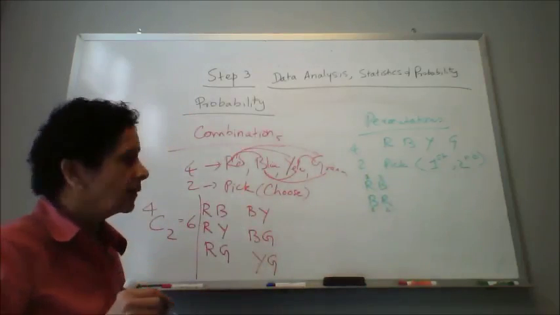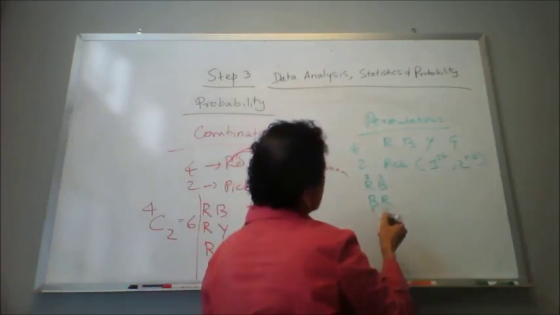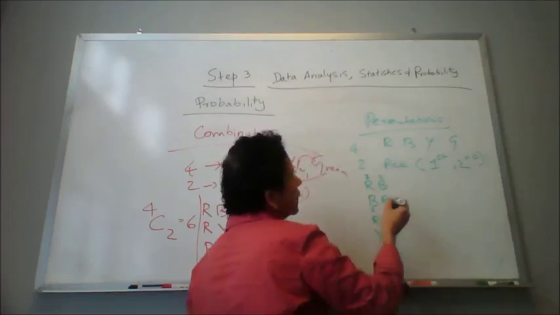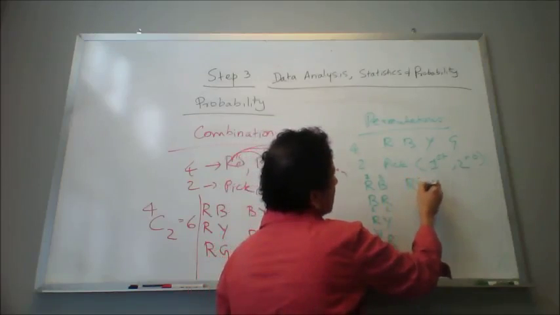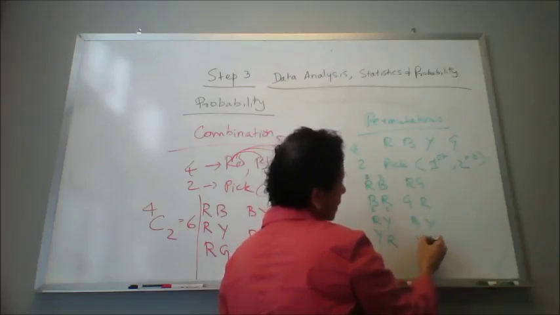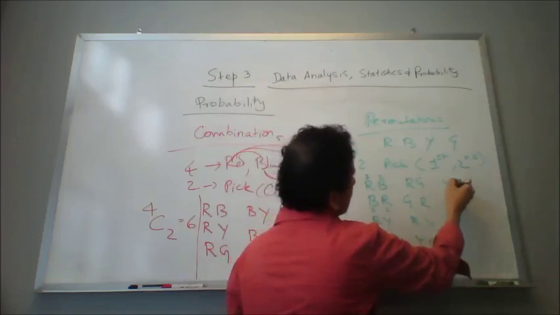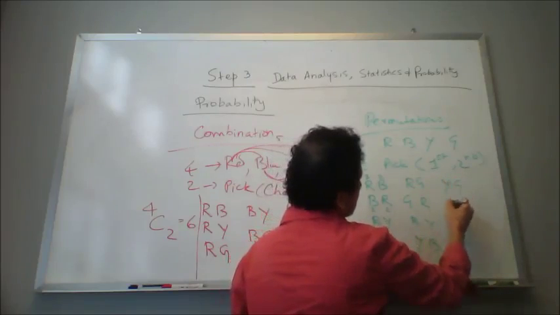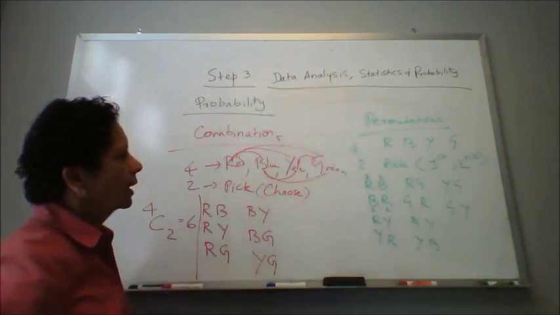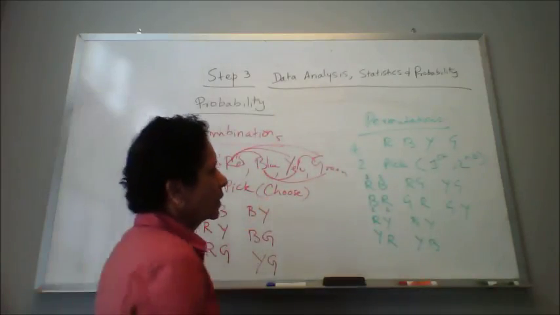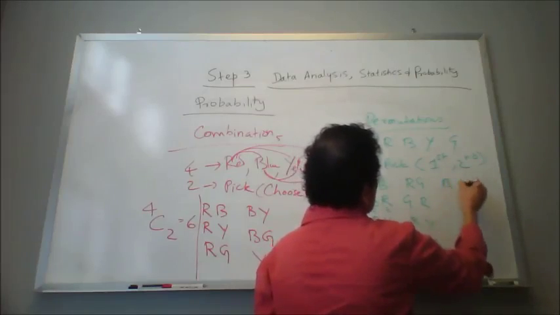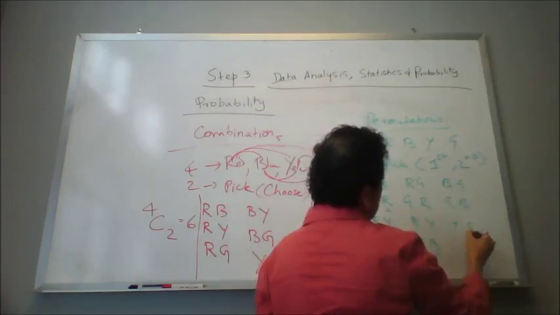So order does matter. Similarly, red, yellow, or yellow, red, right? Or I can have red, green, or green, red, or I can have blue, yellow, or yellow, blue, or yellow, green, or green, yellow. Okay, have I taken everything? Not yet, I haven't done the blue-green part. So let me do that. Blue, green, and then green, blue.